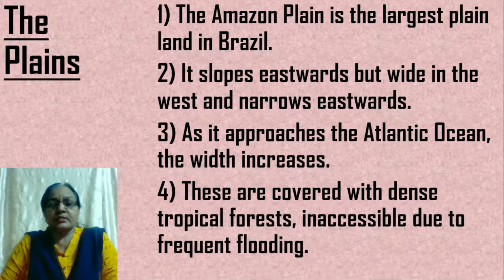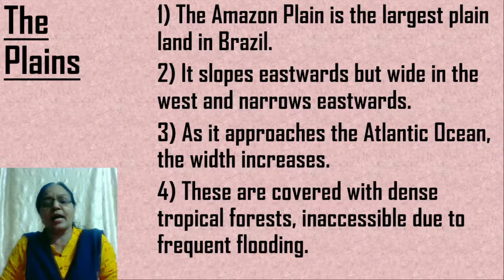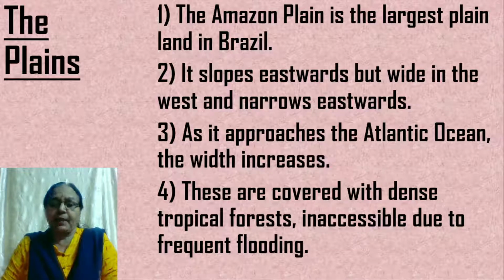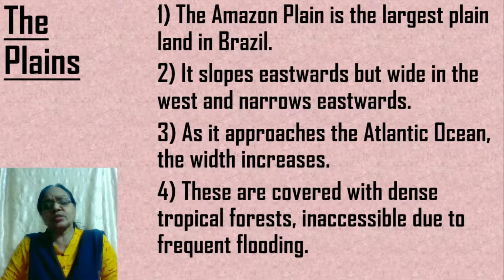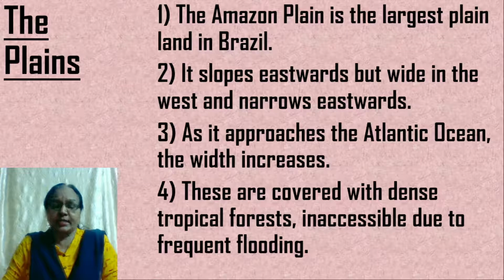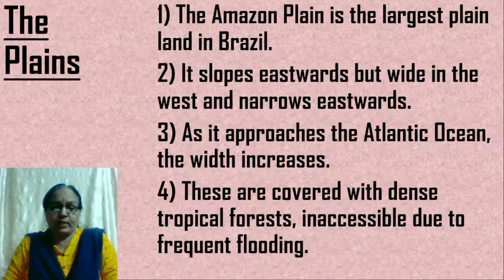Next is the plains. The Amazon plain is the largest plain land in Brazil, and it slopes eastward but is wide in the west and narrows eastward. So if you look at the plains, okay, the largest plain found in Brazil is the Amazon plain. Okay, and because it slopes towards the east, you find along the western side it is wide and it narrows down towards the east. When it approaches the Atlantic Ocean, you find the width goes on increasing.